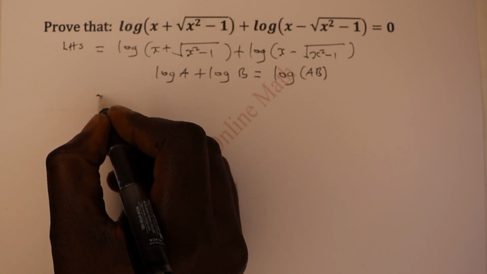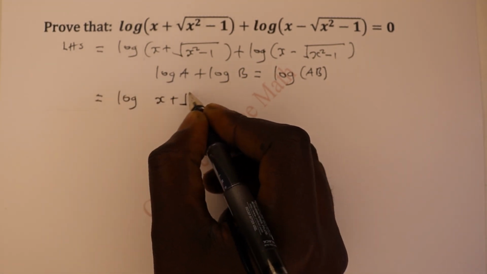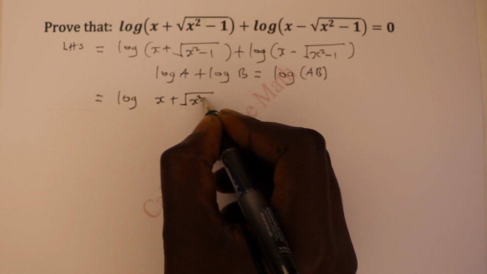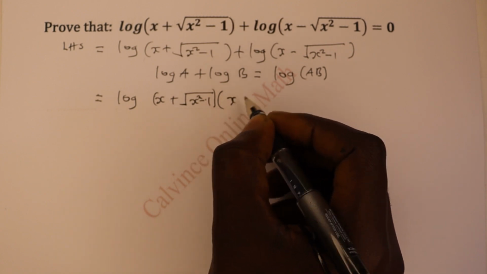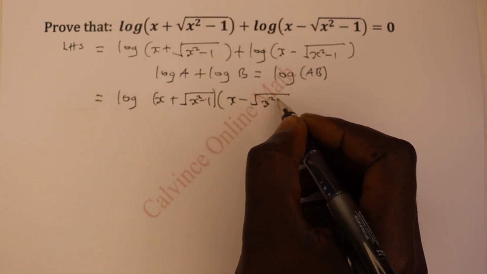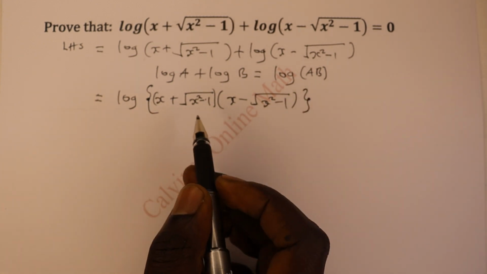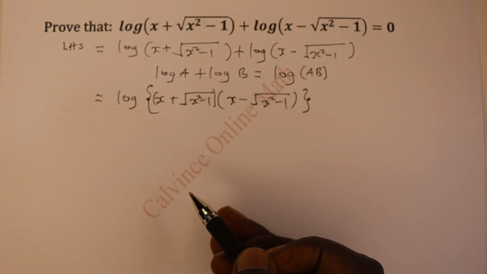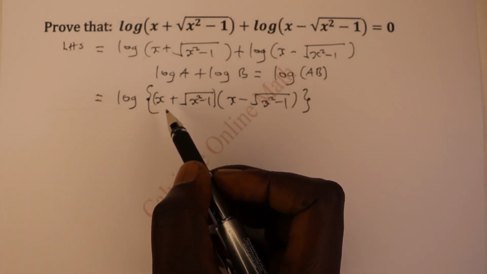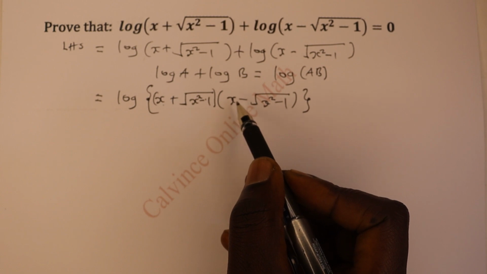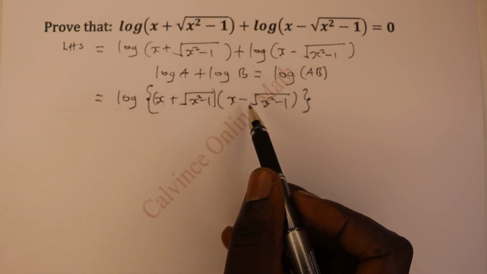So it therefore means that we're going to have the log of (x plus the root of x squared minus 1) times (x minus the root of x squared minus 1). So we can simplify what is inside the bracket. And if you look at this, you will observe that we have x, and then this radical is the same as that radical, just that there's a plus and there's a minus.